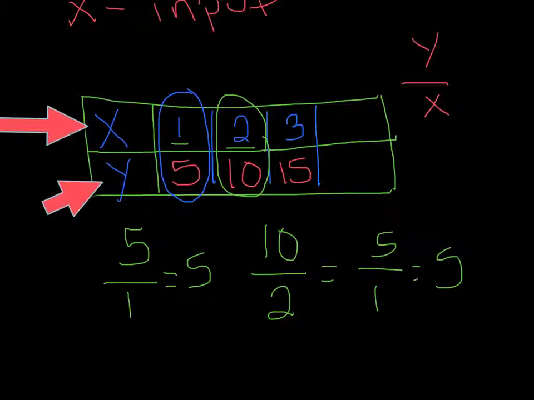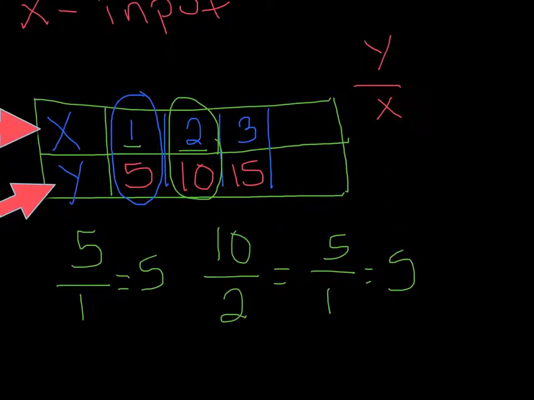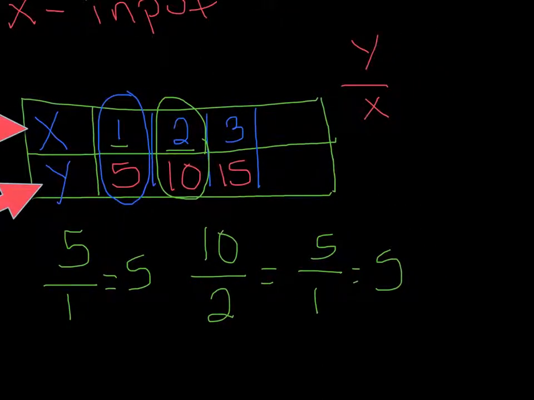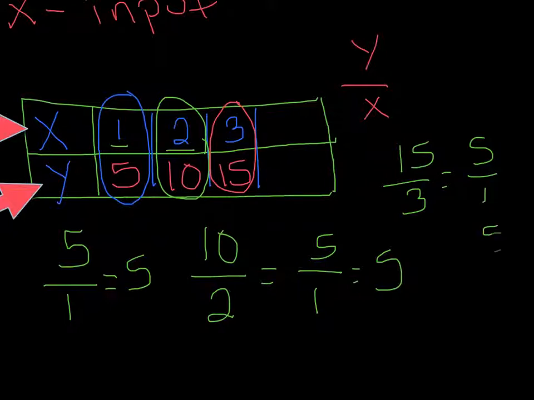Okay, I'm going to make a little space here on the side. I check my last interval, which is this. My y is 15 over 3, and this reduces down to 5 over 1, which is also 5. So my constant rate of change is going to be 5.